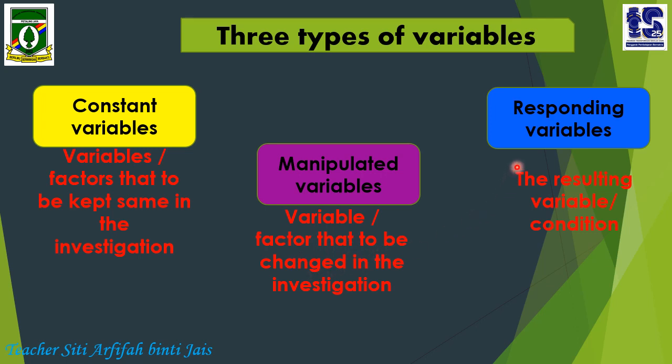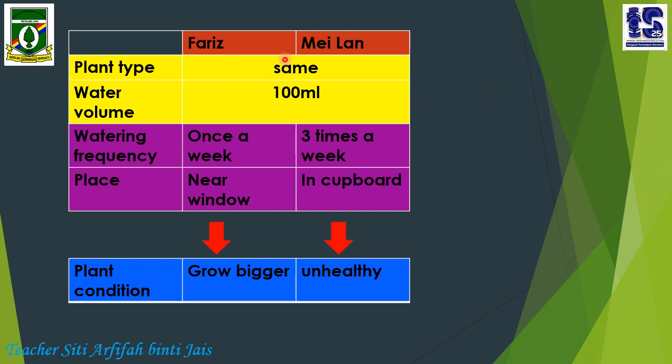While number 3 is the responding variable, I put in blue color. This is the resulting variable or condition that you observe. We go back to the situation of Faris and Melan. Plant type and water volume, I put in yellow color because both of them use the same type of plant and pour the same volume of water every time they water the plants.